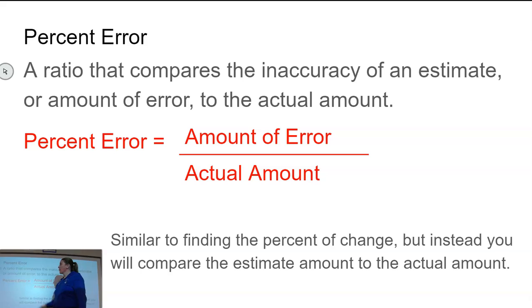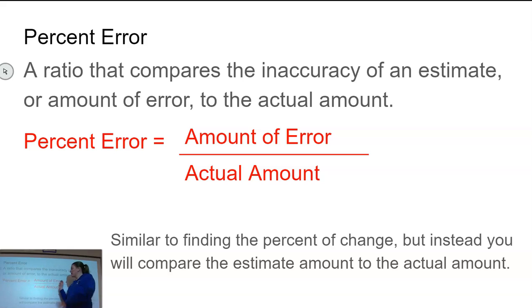Today we're going to be doing percent error. It is so similar to the percent of change, what we just did the other day. So let's get started. All right, so percent error is a ratio that compares the inaccuracy of an estimate or an amount of error to the actual amount.